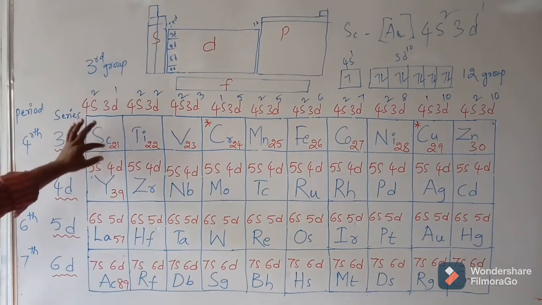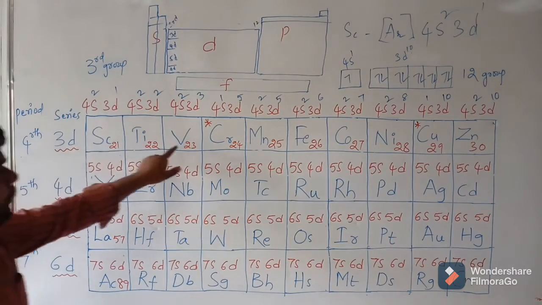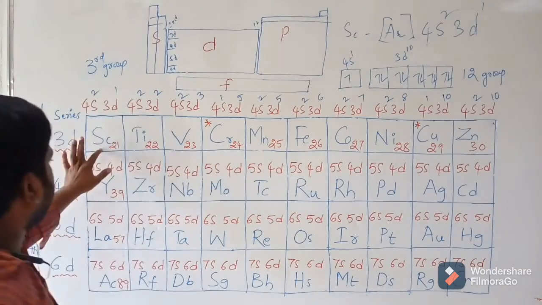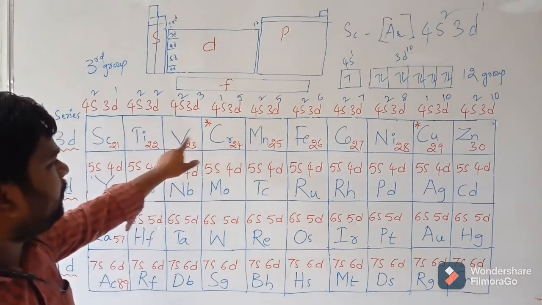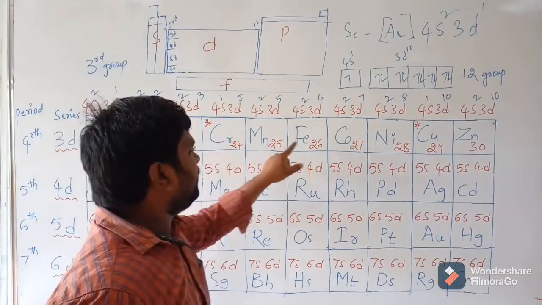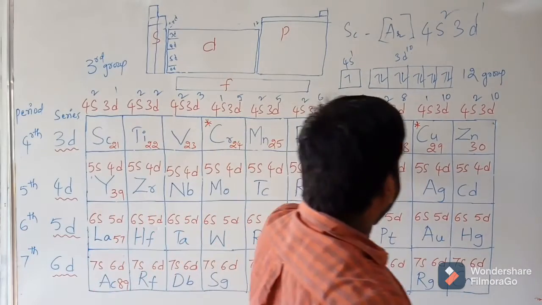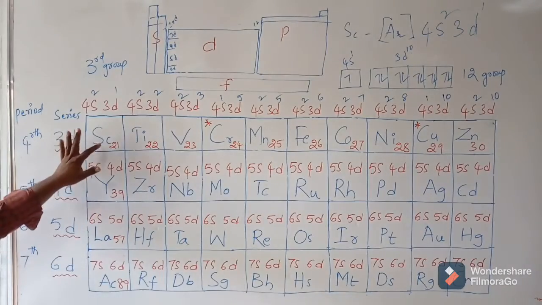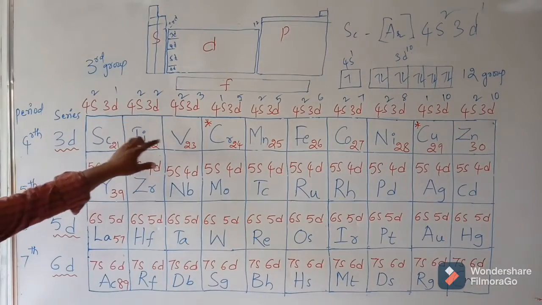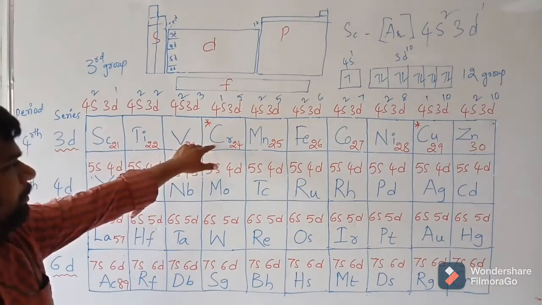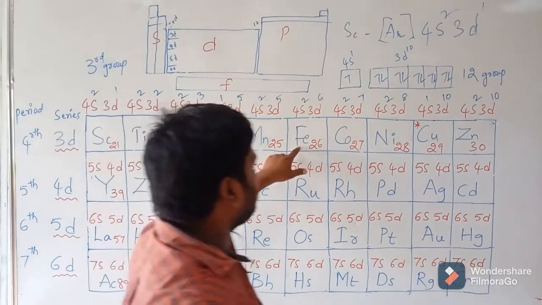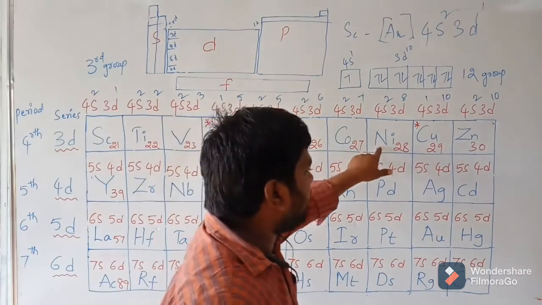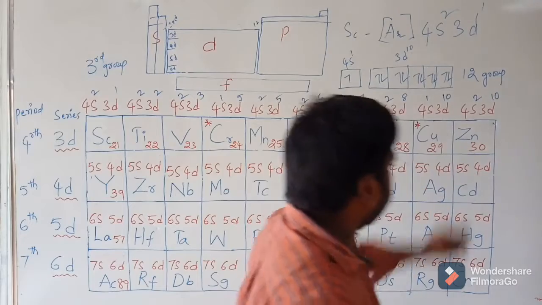3d series: scandium 21, next 22, 23, 24. So these are scandium, titanium, vanadium, chromium, manganese, ferrous, cobalt, nickel, copper, zinc. I once again repeat this one: scandium, titanium, vanadium, chromium, manganese, ferrous, cobalt, nickel, copper, zinc.